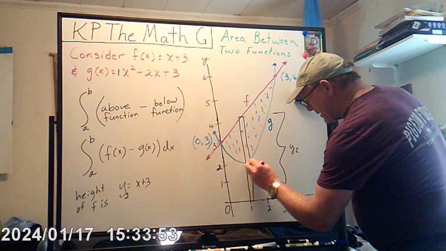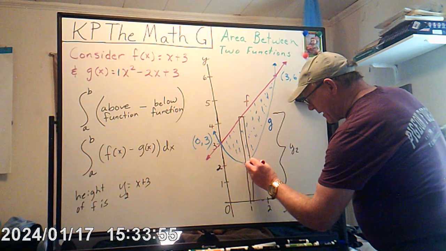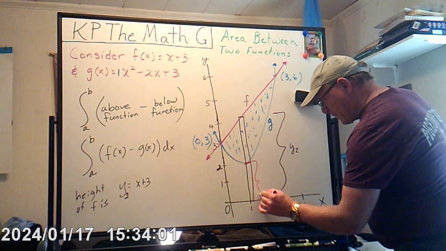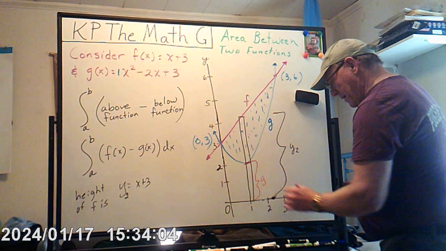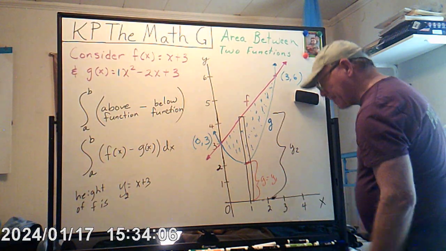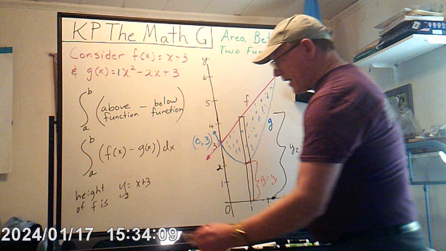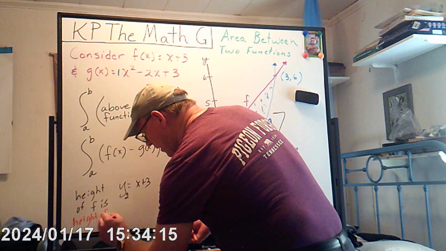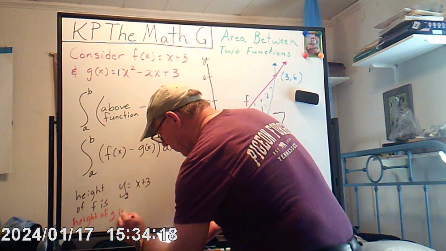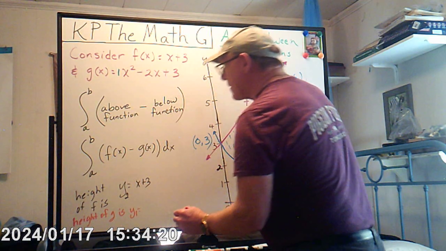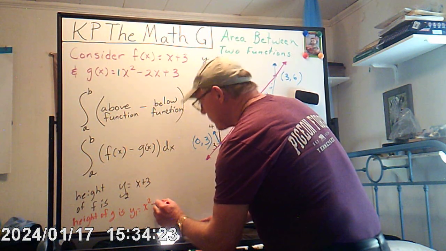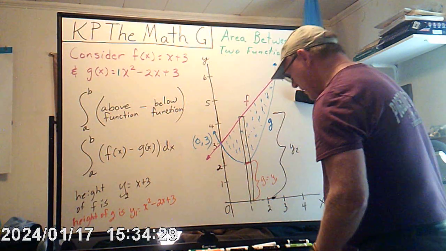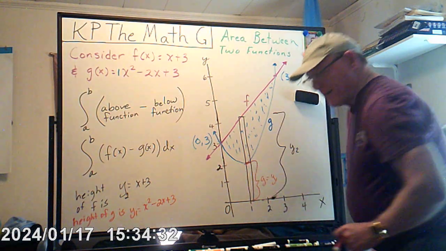G is right here. This height is G. Okay. This height from here to here is G. We'll call that Y1. Alright. So the height of G is Y1, which is x squared minus 2x plus 3.